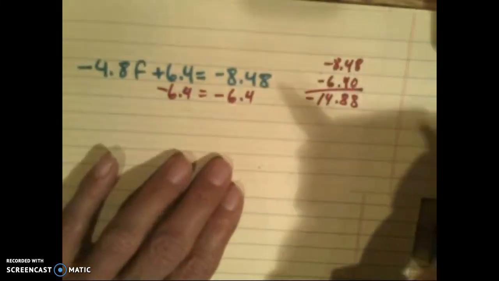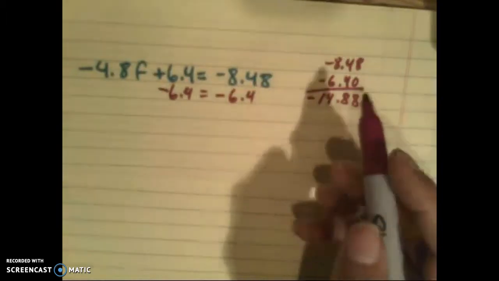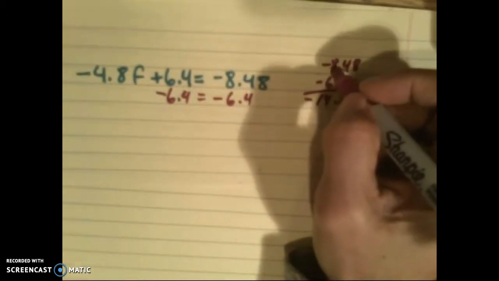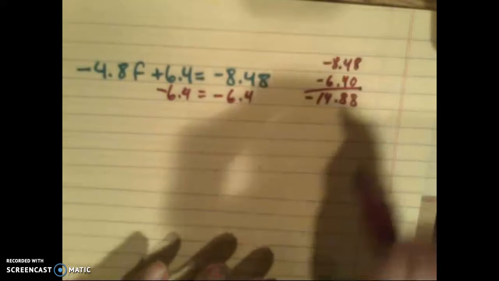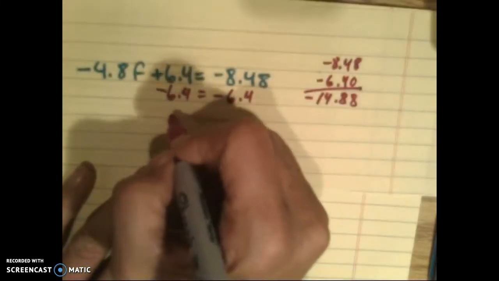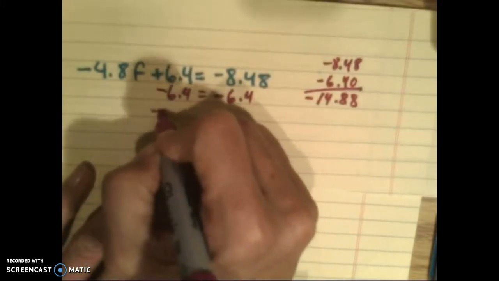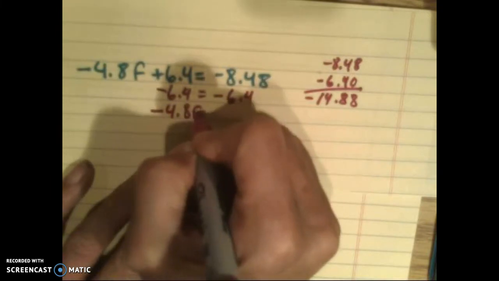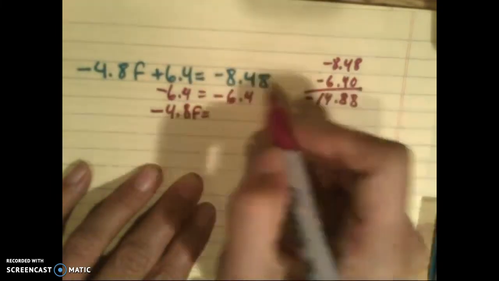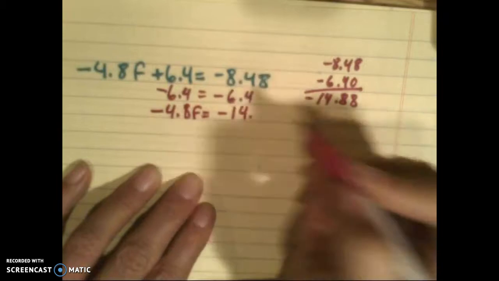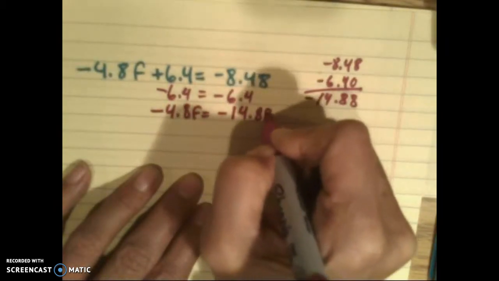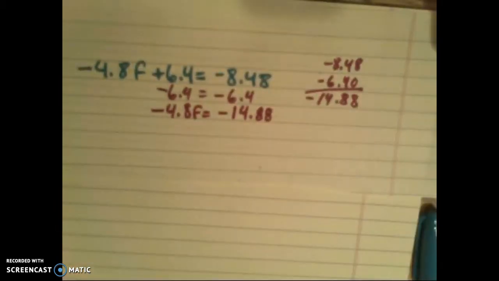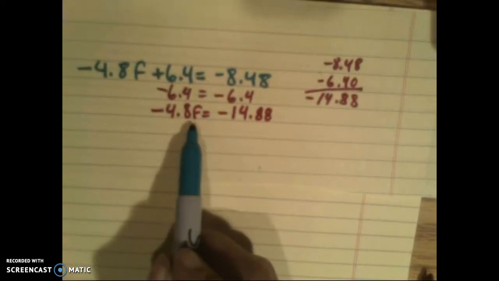So we have negative 14.88. Adding them together, we're looking at the sign of the bigger digit, which is the negative 8. And that gives me negative 4.8f equals negative 14.88. I'm not done because I still have the variable f.